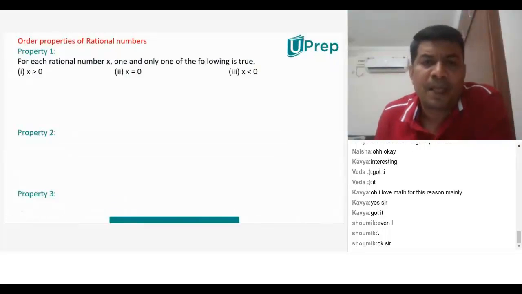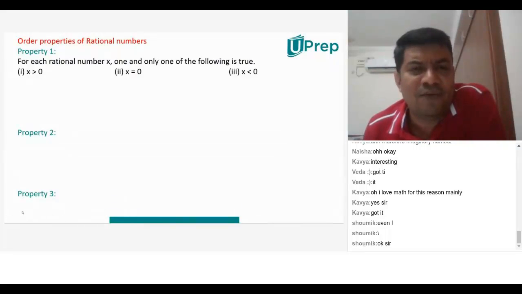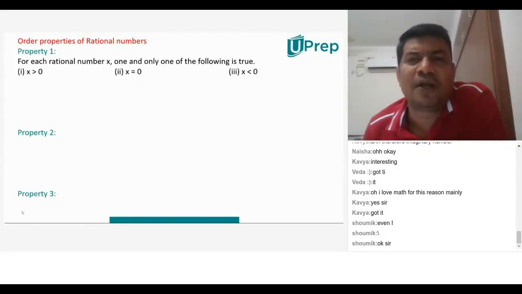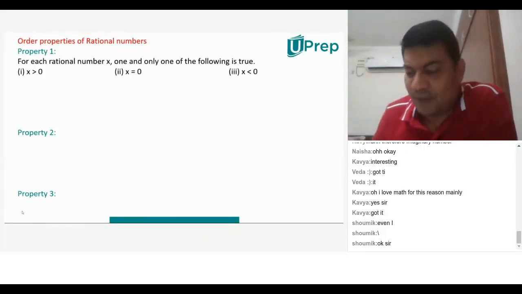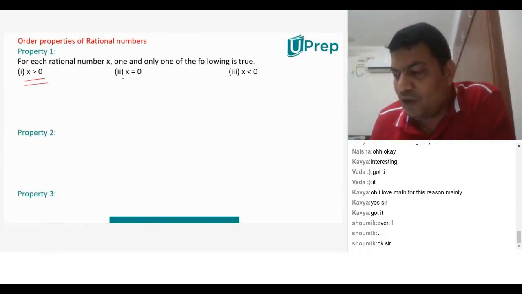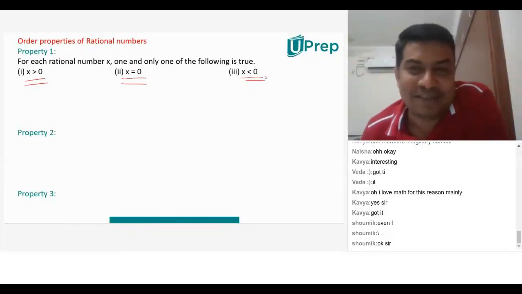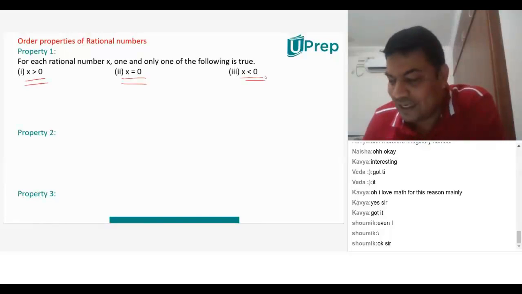I'm not wasting time here because these are very fundamental. I'm sure most of you know. There is another fundamental which every one of you should know. For each rational number x, one and only one of the following is true. This is also not a great property to remember, but it's very fundamental. What it is saying is every rational number is either greater than 0, or equal to 0, or less than 0. But it's very simple. I'm sure everyone understands this.